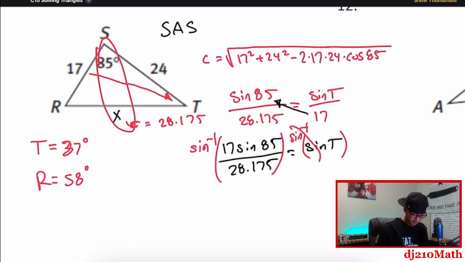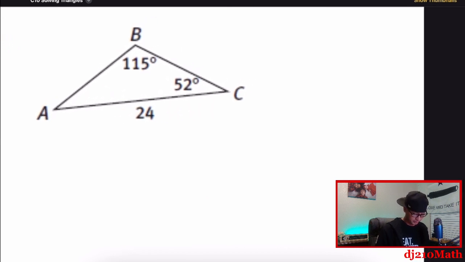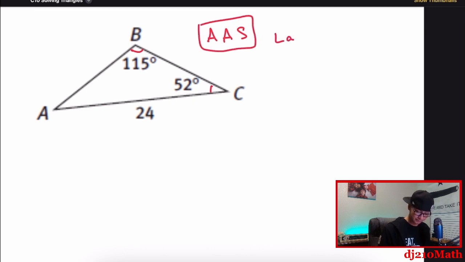Okay. Last problem. What is this? Angle, angle, side. Angle, angle, side, right? We have two angles and the side that is not in between them, right? Hence the S is outside of the two A's. Angle, angle, side. This is law of sines. Law of sines. Okay, I know one angle and the side across from it.